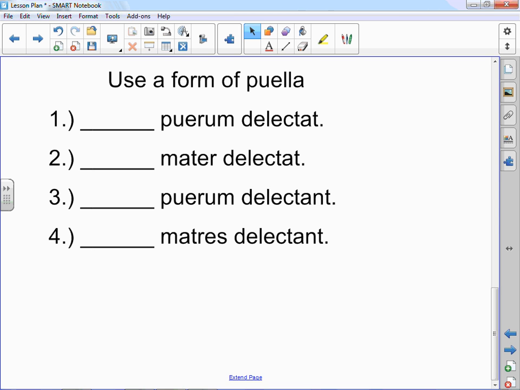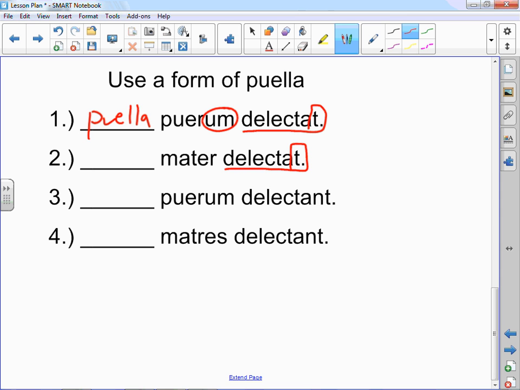In number 1, I have a singular third person verb. I have a singular accusative noun. So I need a singular nominative to complete the sentence, which is puella. In number 2, however, I do have a third person singular verb, but I also have a singular nominative. So the subject and the verb are already completed. I don't need a subject. I don't need a nominative. I need an accusative to complete that sentence.